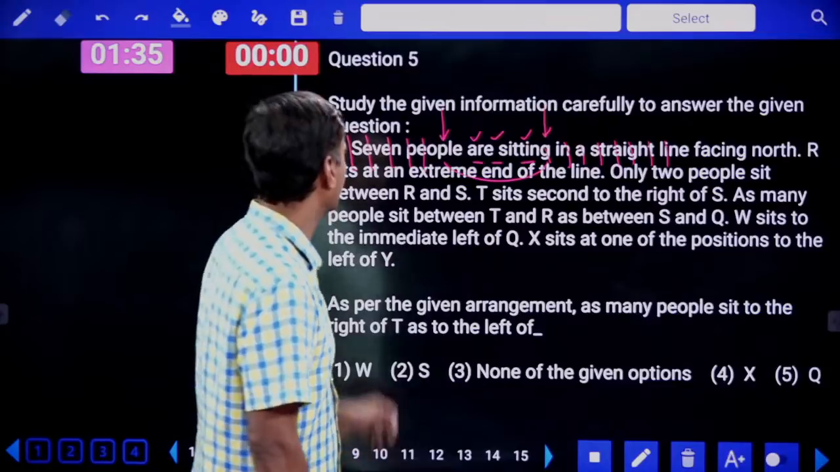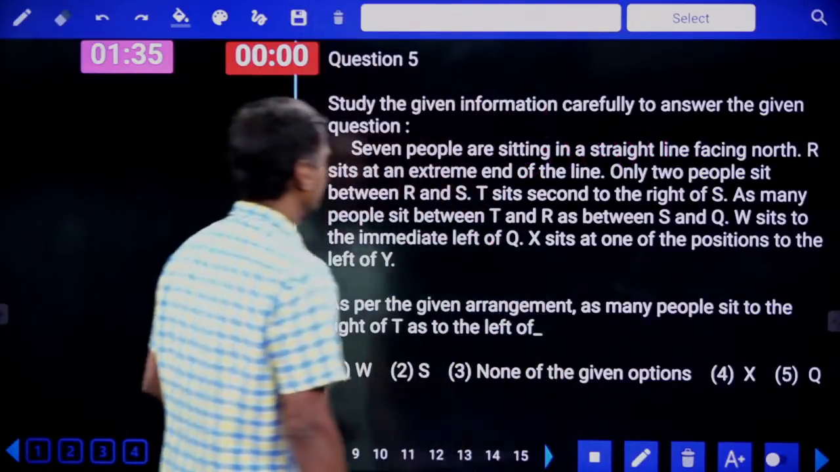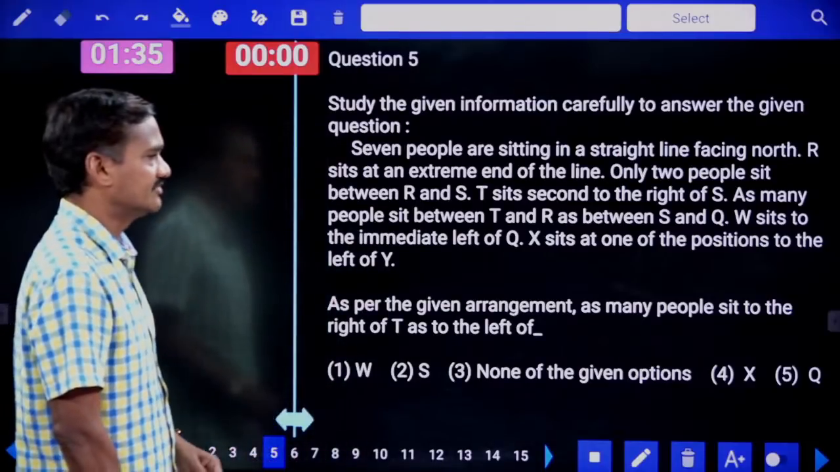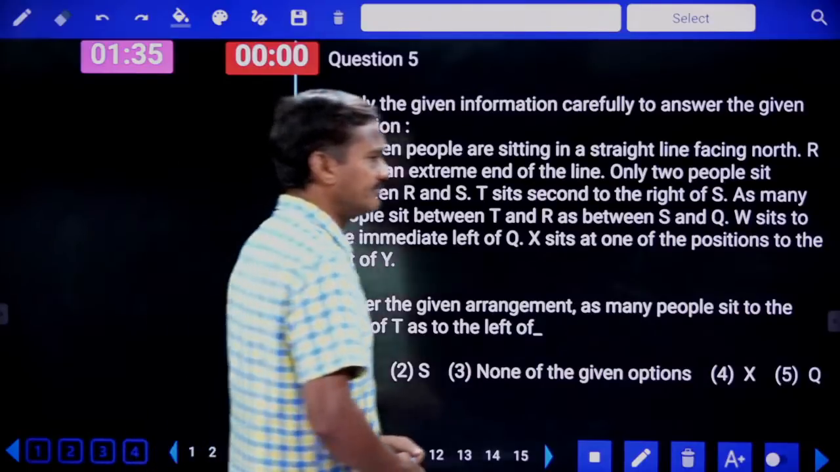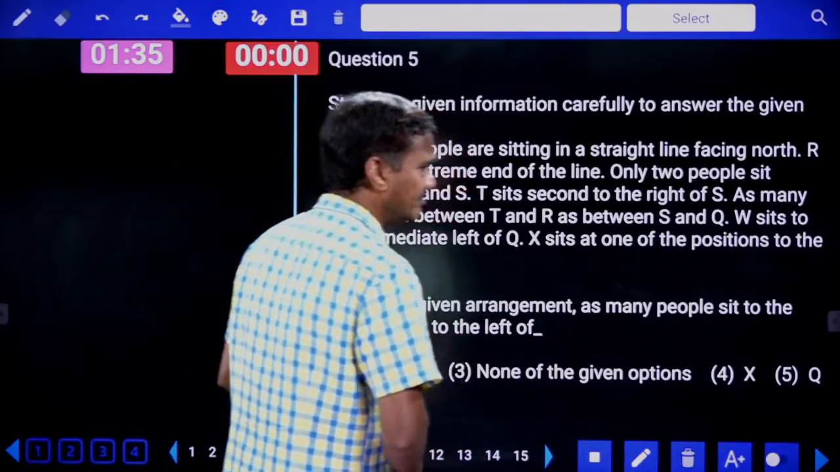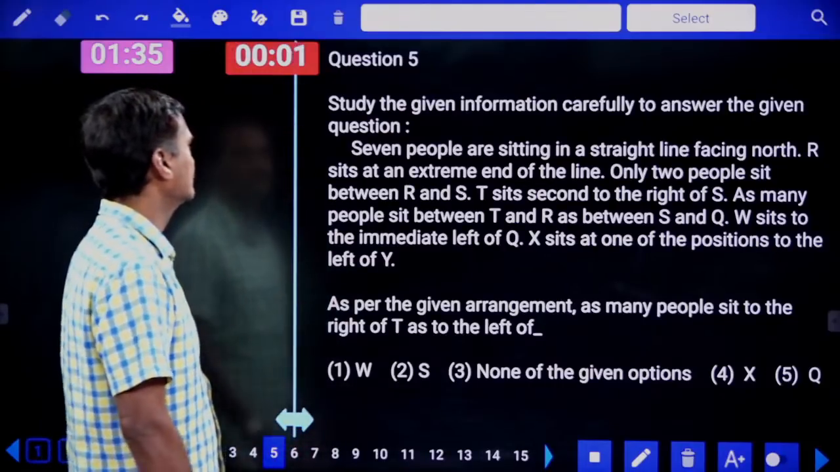Then coming to question number 5 onwards. Yes, question number 5 onwards, please go through the information once. Now it is based on which category? It is based on facing towards north. 7 people are there, and these persons are facing towards north. Your time starts now.